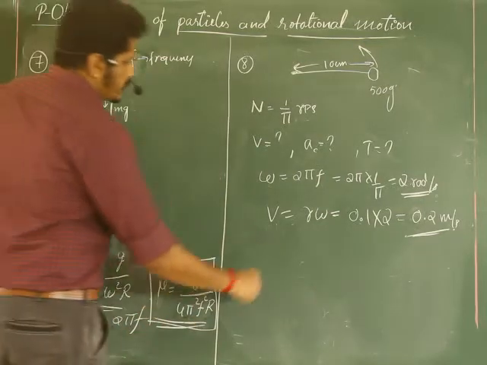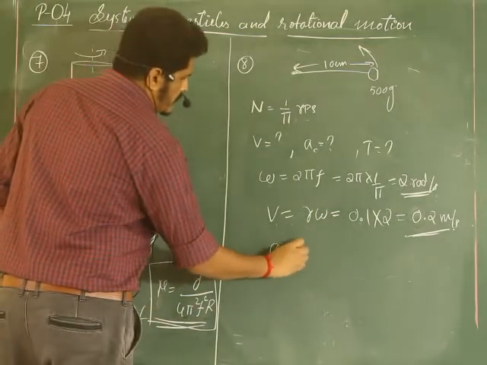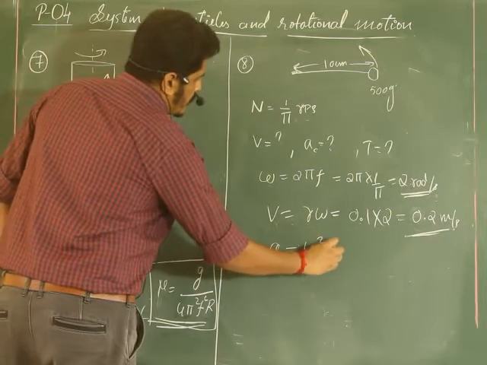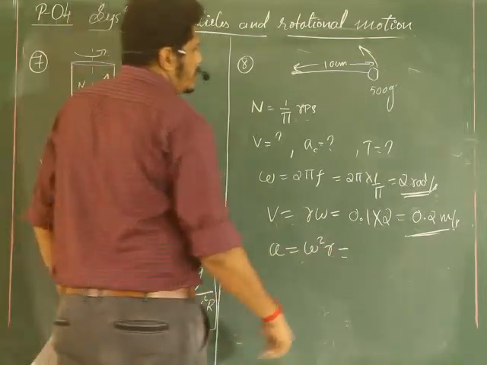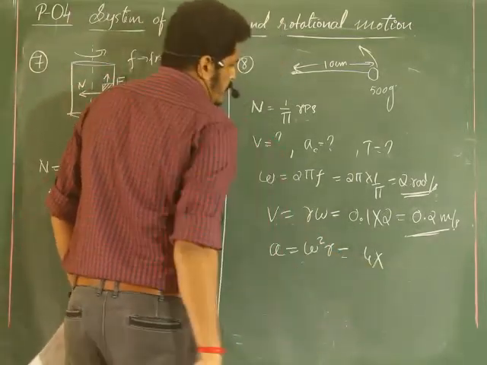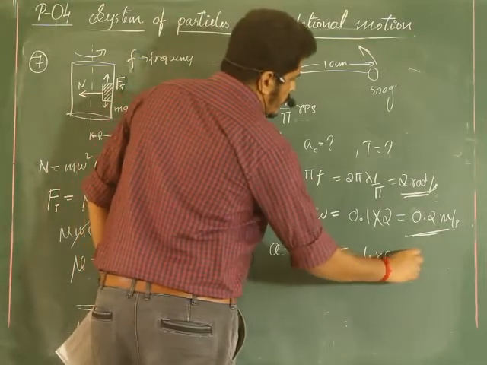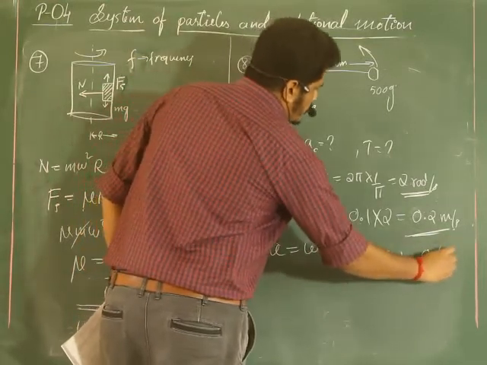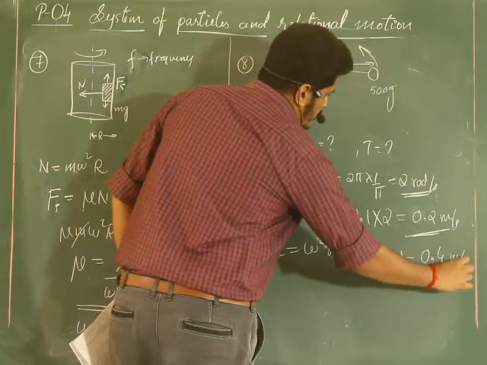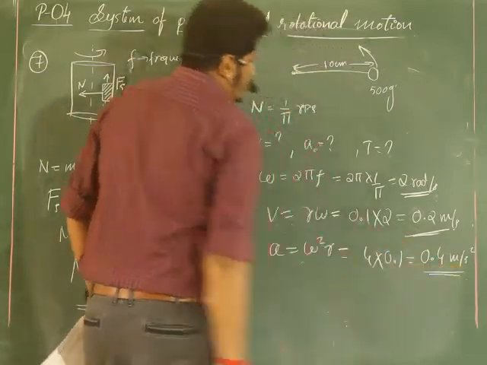Next, what else can we find out? Centripetal acceleration. a equal to omega square R. So omega square is 4, into R, which is 0.1. So this is 0.4 meter per second square. Am I right?